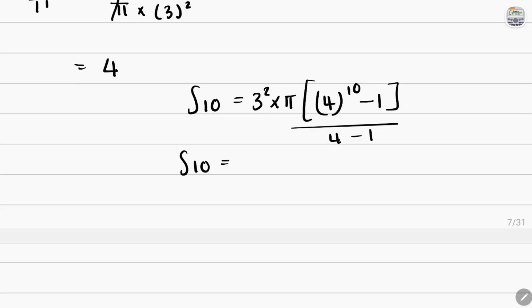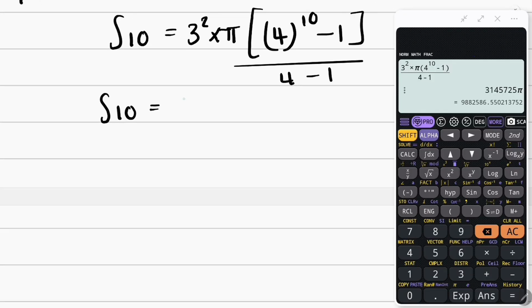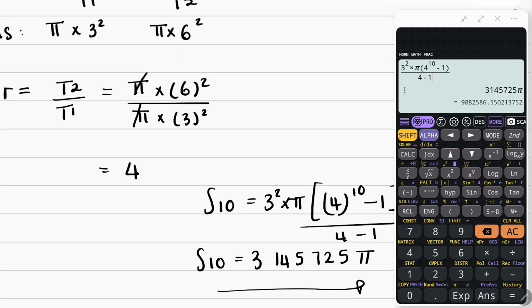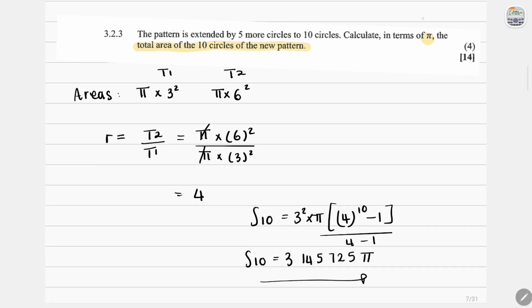And if you use the calculator, it's fine. It will still simplify it in terms of pi first. Okay, and this is the sum of these 10 circles. It is 3,145,725 pi. And that is our answer. Okay, and that is it for question 3.